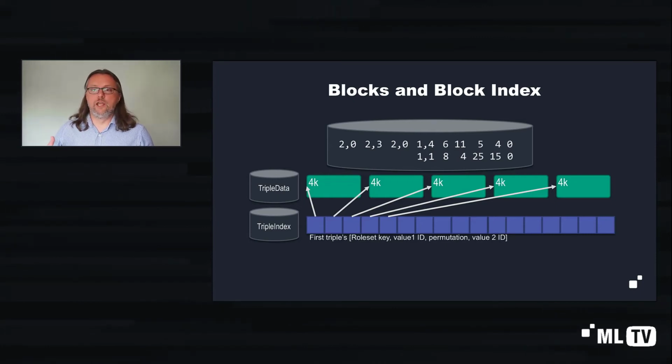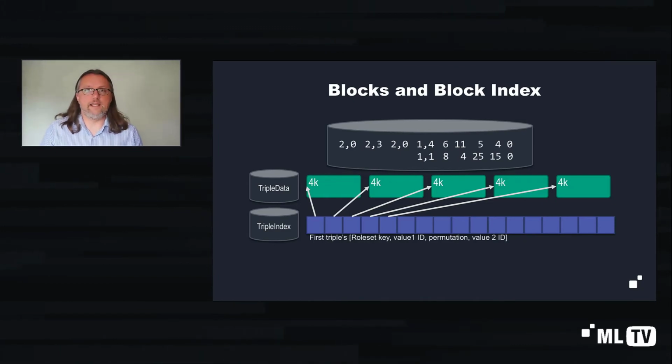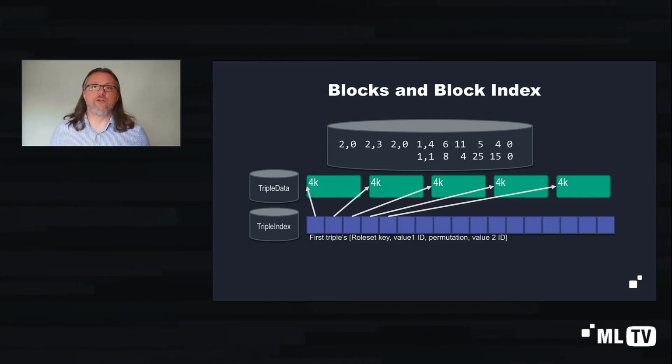We look at the first triple in that block, and we store information about it in the index. We store its roll set key, first value ID, permutation, and second value ID in that index. So we can jump to the exact block where we're first likely to find information about, for instance, a given roll set key and first value ID. We can use the triple index to do that.